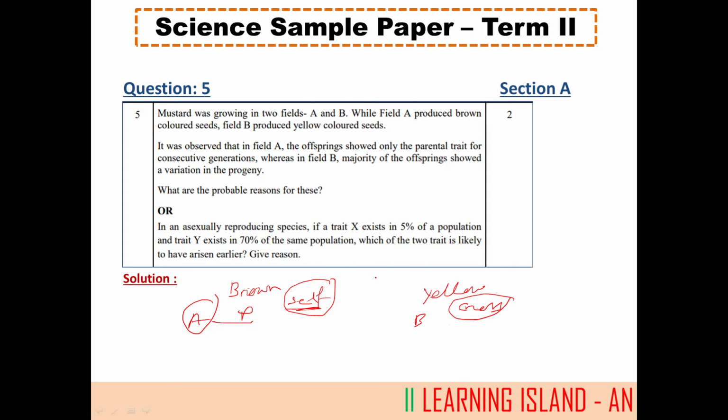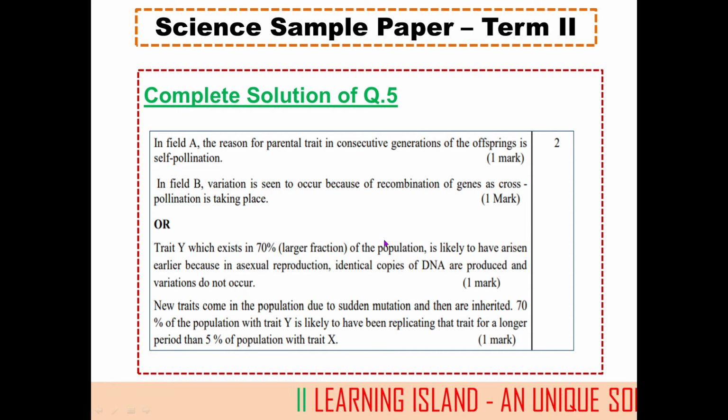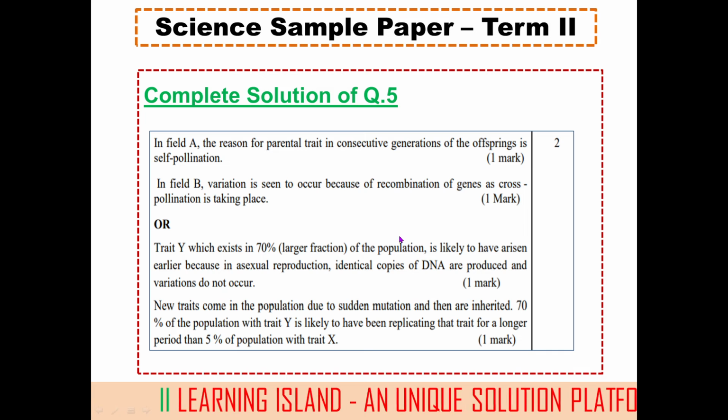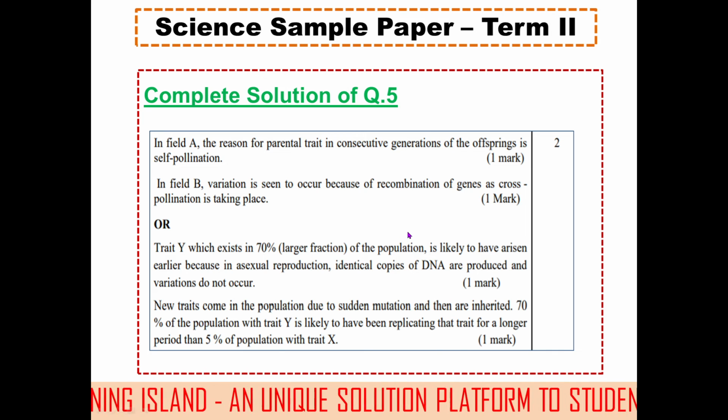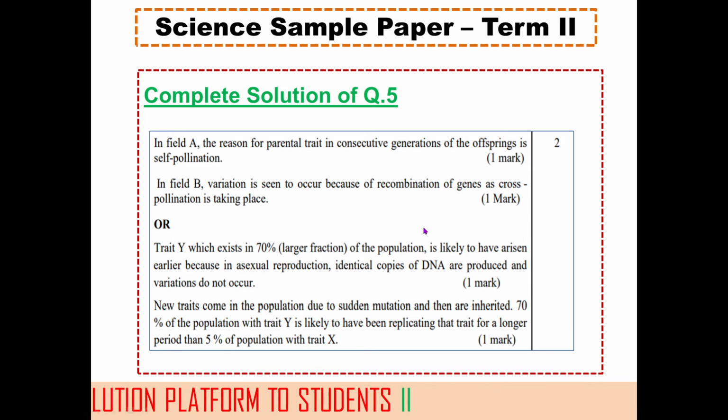So you see the answer is this: in field A, the persistence of parental traits in consecutive generations of the offspring is due to self-pollination. And in field B, variation is seen to occur because of recombination of genes as cross-pollination is taking place.